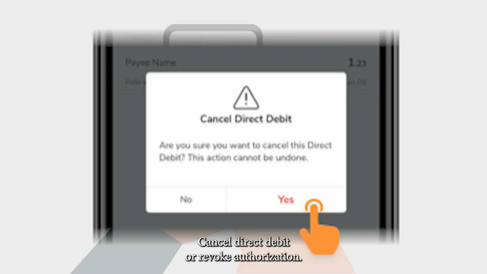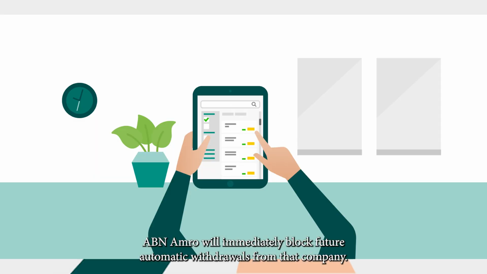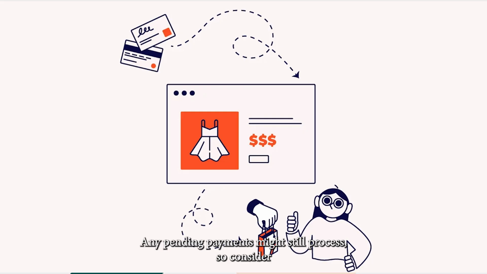Now, select Cancel Direct Debit or Revoke Authorization. Confirm your choice. Once done, ABN AMRO will immediately block future automatic withdrawals from that company. Any pending payments might still process, so consider contacting the merchant directly if needed.